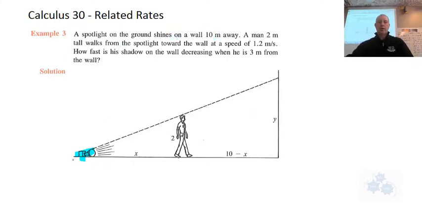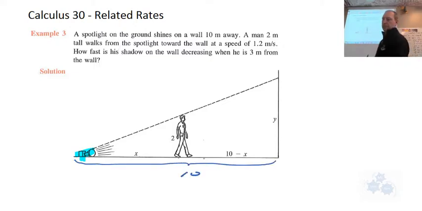Okay, so this wall right here is 10 meters away. A man 2 meters tall, so here's the 2 meters tall, this man right here, is walking away from the spotlight toward the wall at a certain speed, 1.2 meters per second. So this is his speed as he moves here. How fast is the shadow on the wall decreasing when he is 3 meters from the wall?